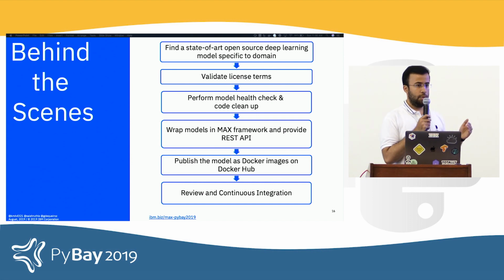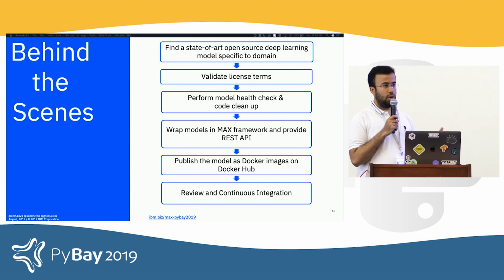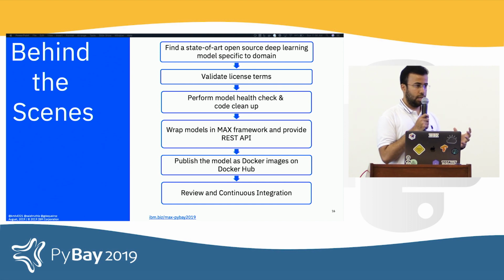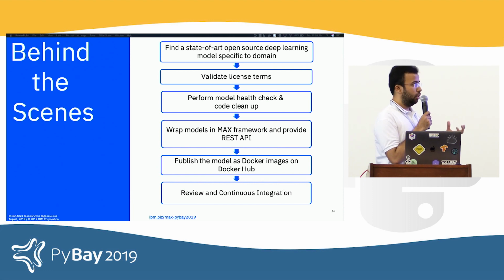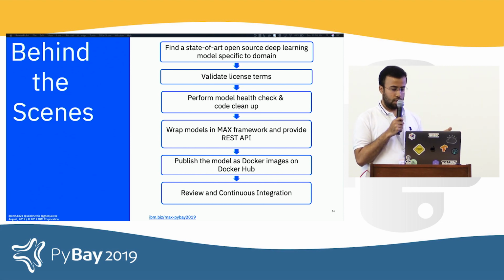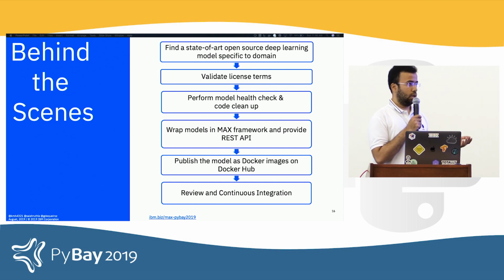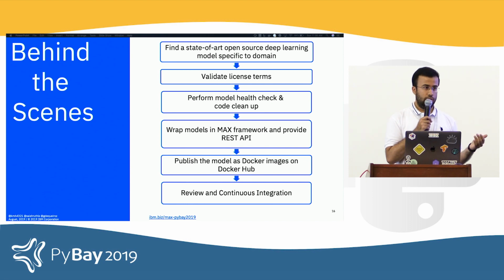By model health check, I mean we make sure that the code and the model weights and the data set not just replicate the paper itself, but also make sure that the code is in a fashion that can be deployed scalably. And we then wrap all these models and provide a REST API. That's the core of the microservice here. And we also publish them as images on Docker Hub so that you can just pull all of these models with just one line of code if you have Docker installed.